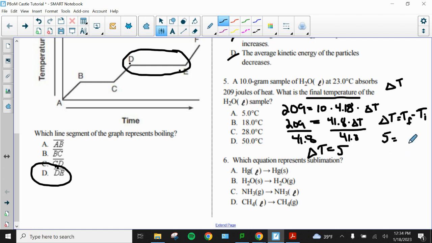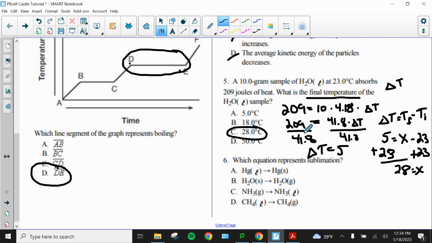That's going to be my final temperature, X minus 23. To undo minus, I have to add 23. 5 plus 23 is 28 equals X. And look, there it is.